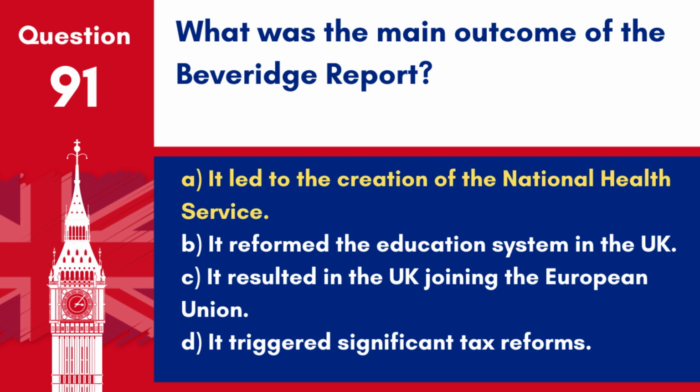Answer: A. It led to the creation of the National Health Service. The Beveridge Report of 1942 proposed widespread reforms to address social injustices, which led to the establishment of the welfare state and the NHS.